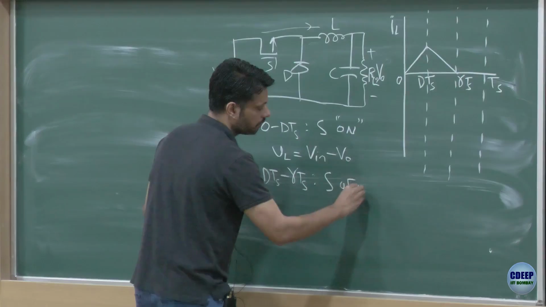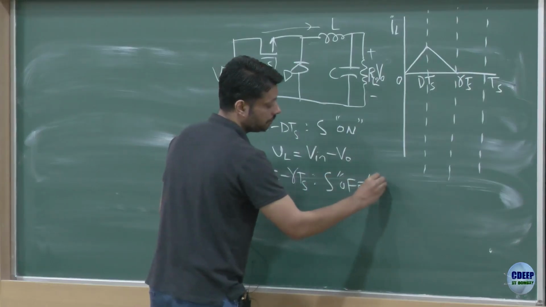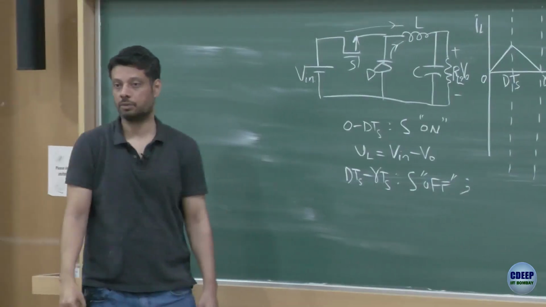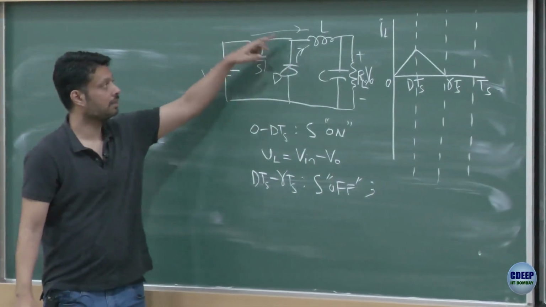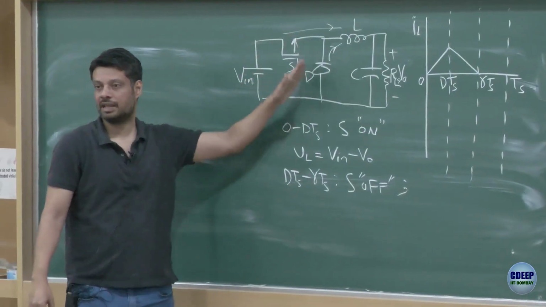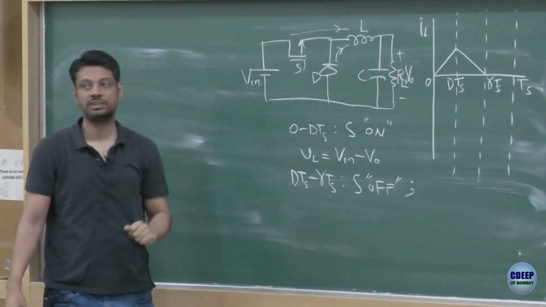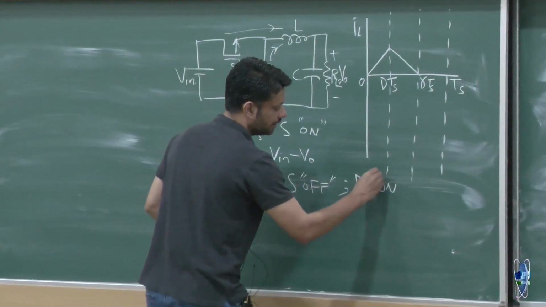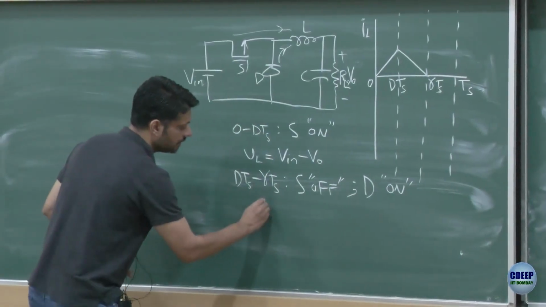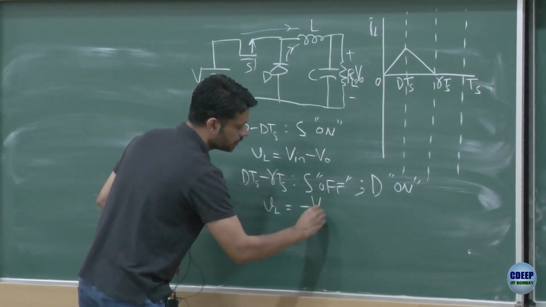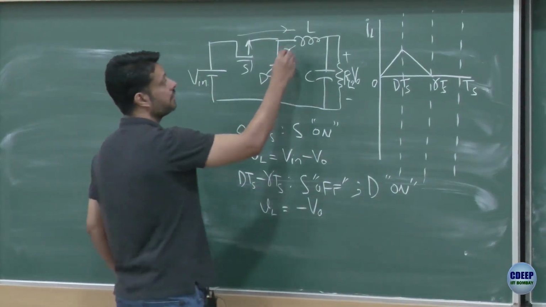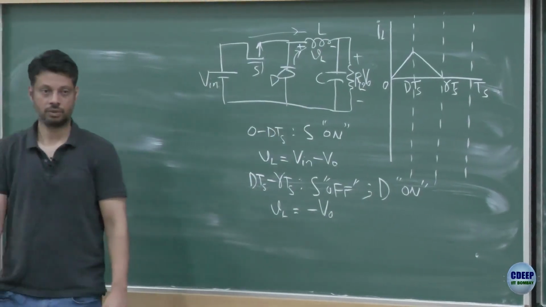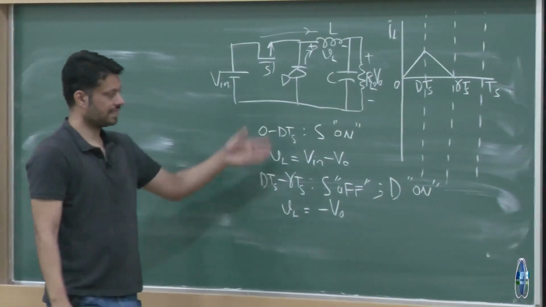but then the current will continue to flow through the diode, because if this switch is open, this current has no path to flow from here, and therefore it would continue to flow through this diode. In that case, the diode is on or conducting, and VL is equal to minus VO, where VL reference is this one. So this was the same case as before.